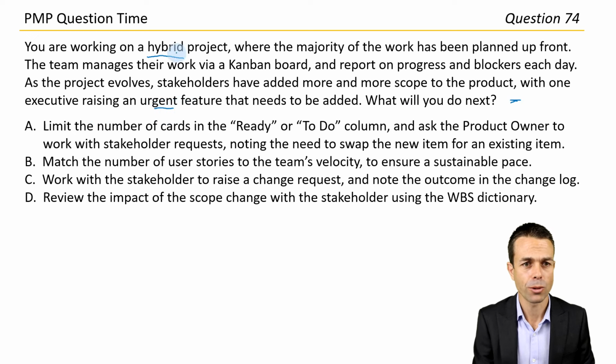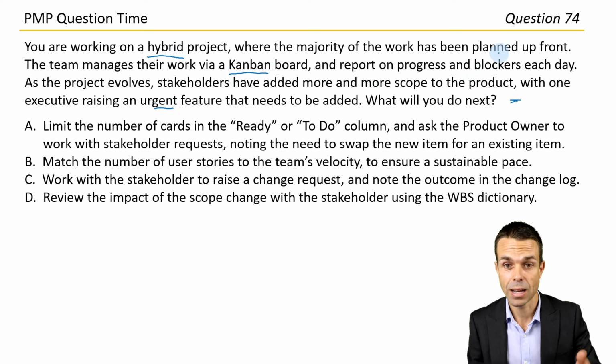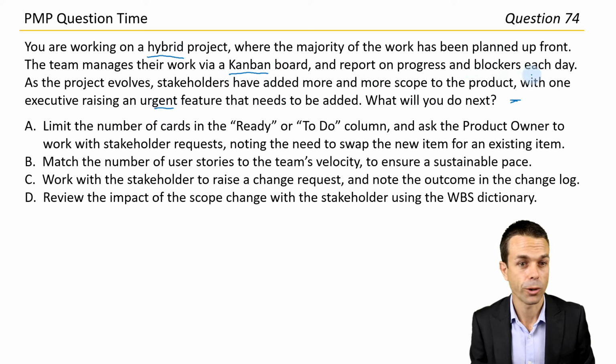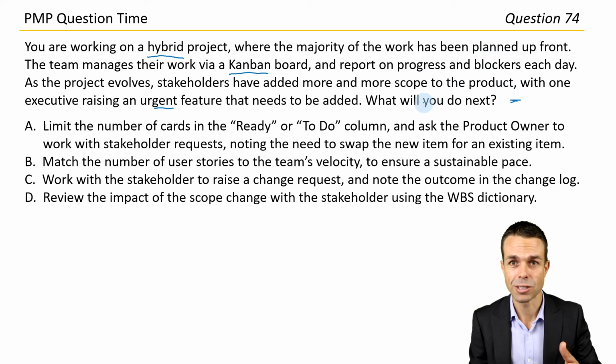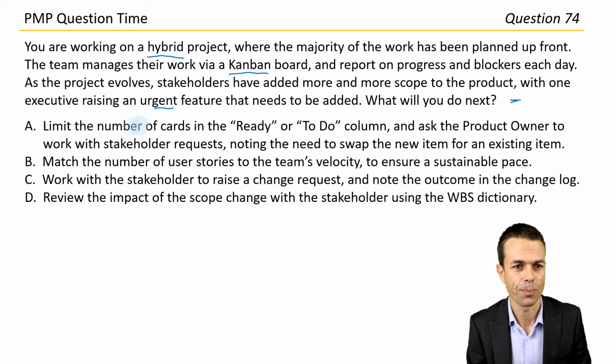Okay, so it's hybrid work. We've got a Kanban board, and we do the stand-ups with reporting on progress and blockers. But now we've got all of this scope coming in, so too much scope. What do we do then? We try to prioritize it. Let's see what we've got.